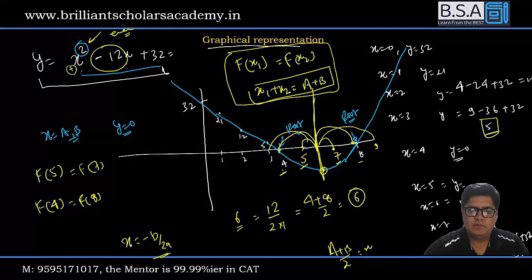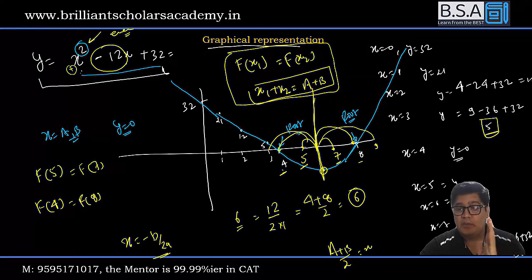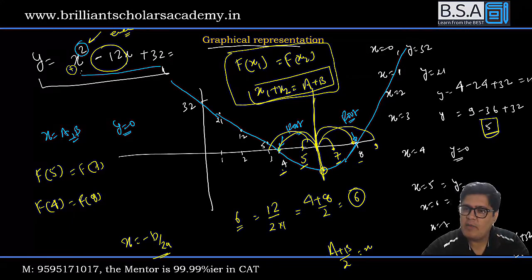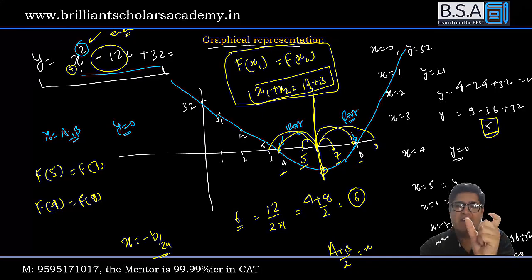Basically, an even powered equation is symmetric about its peak point, maxima or minima. And the peak point is always the midpoint of roots.